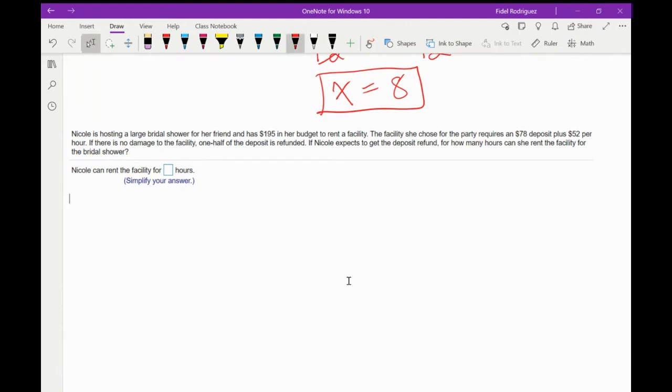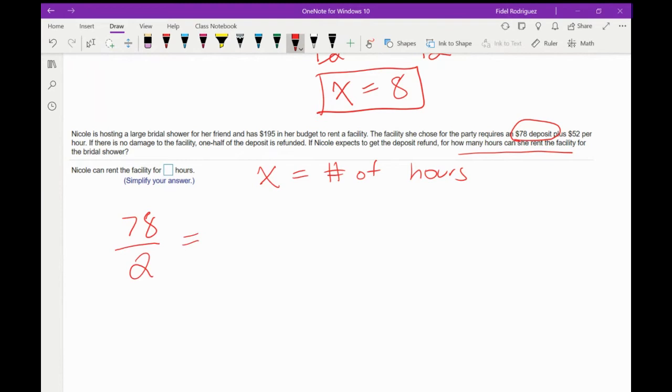Okay, so the question is asking us how many hours can she rent, right? So X here is going to be the number of hours. So first thing we know is that there's a $78 deposit, right? But we know that she's going to get half of that back. So the first thing I'm going to do is say, well, it's not really a $78 deposit if she's guaranteed to get it back. So we're going to divide it by 2 because we're going to get half of it back, right? So half of it back would be 39.